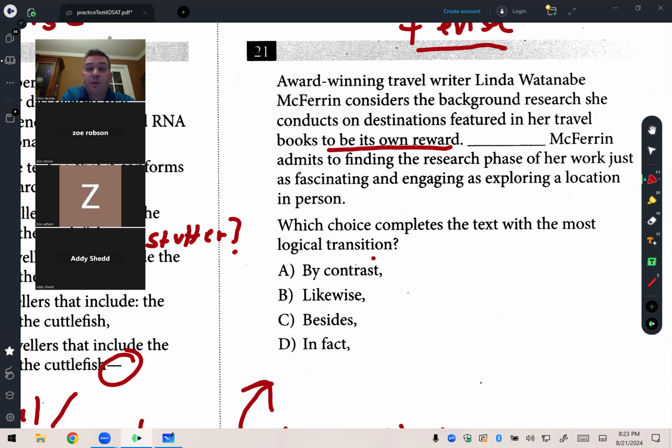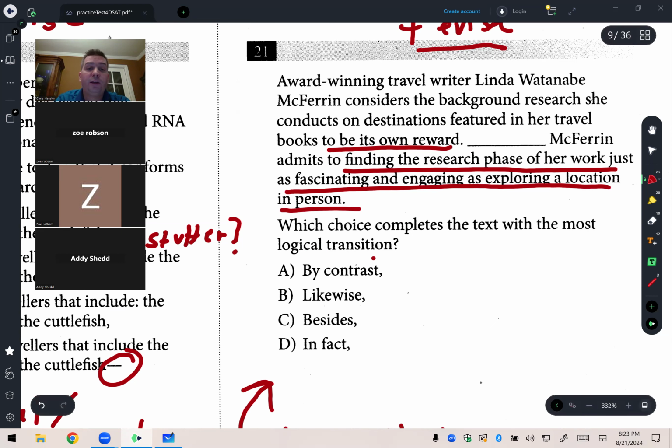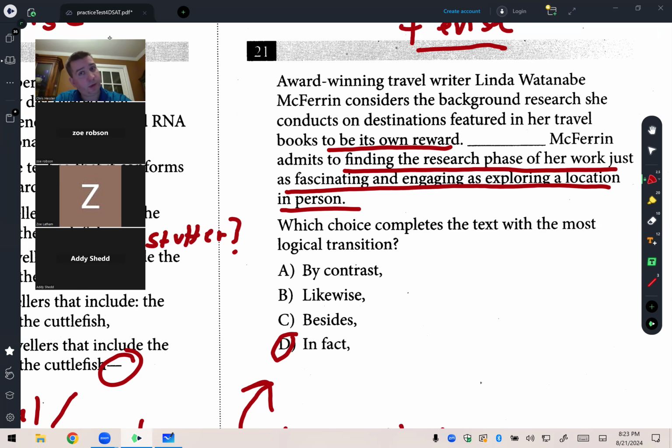She does find the research phase just as fascinating as exploring the location in person. So we just need a nice additive transition. We're moving in the same direction and we're just illustrating a fact. In fact, McFerrin admits to finding the research phase of her work just as fascinating and engaging as exploring a location in person. Watch out for transitional words and phrases.